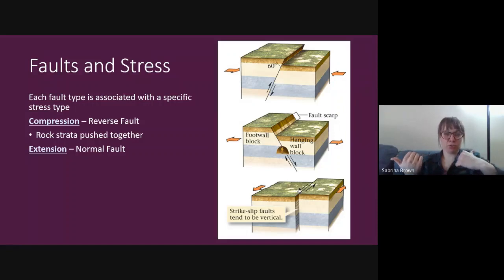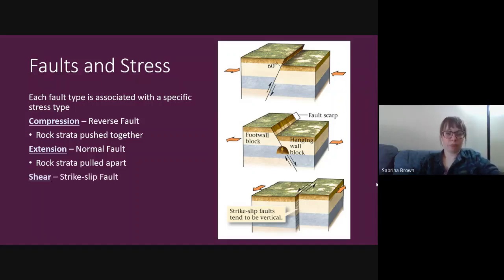In extensional stress, we get what's called a normal fault. So again, extension forces, this is when we have two blocks moving away from each other and we create a normal fault, right? Because those two blocks are moving away from each other, they're getting pulled apart. And when we have those shear forces, those forces sliding past each other, we get what's called a strike-slip fault. And this is where those rock layers are sliding past one another.